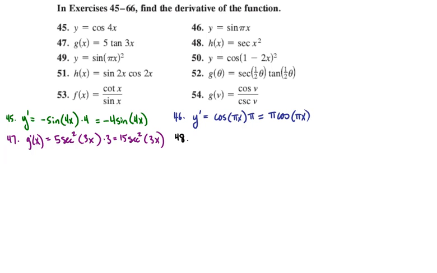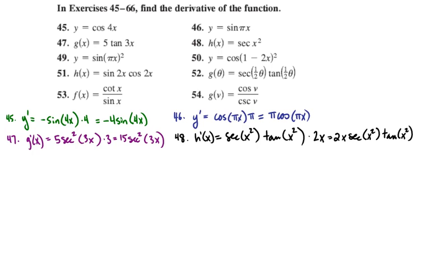Number 48. The derivative of secant is secant tangent. So h prime of x is secant tangent, leave the inside alone, multiply that whole derivative times the derivative of the inside, which is 2x. And so that could be simplified to be 2x times secant of x squared times tangent of x squared.